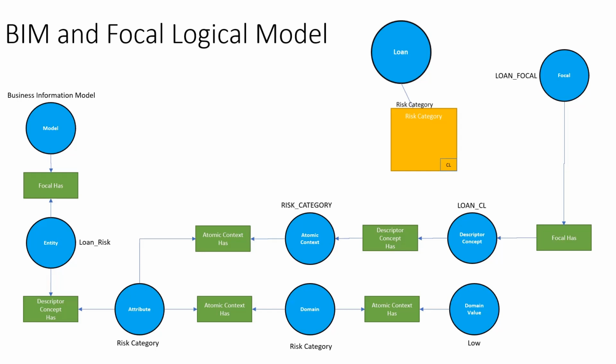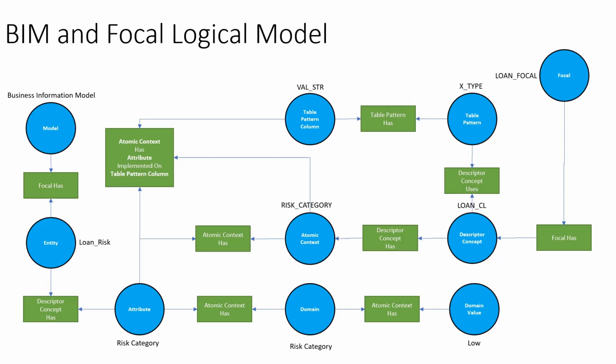If we now also add the physical mapping that we discussed in the previous session, you can then see how the business information model became physically implemented in the data warehouse. You are getting a model lineage in the metadata that can be used for all kinds of things.